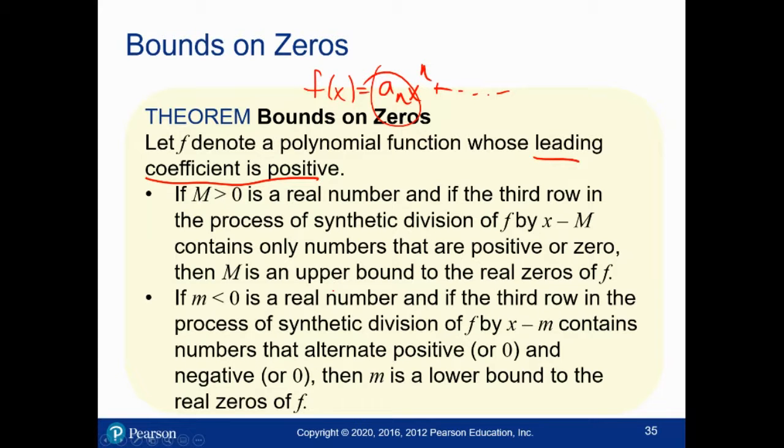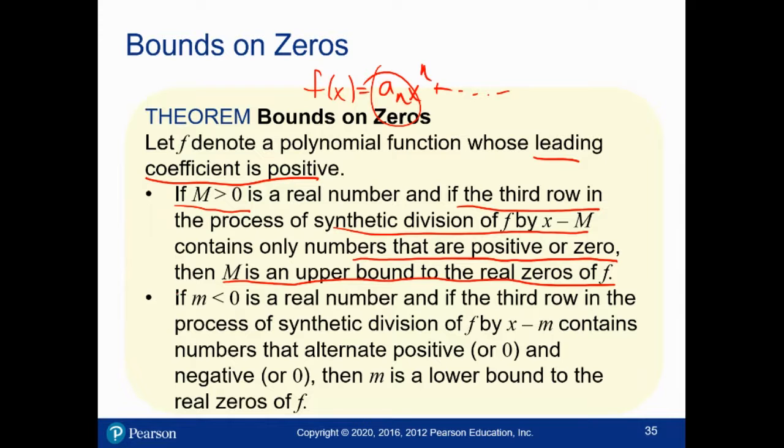Okay. So if you pick a positive number, okay, if you do synthetic division by x minus m, and the third row of the process has no negative numbers in it, only positives or 0, then there are no roots bigger than m. So if you do synthetic division by x minus m, the third row in the process has no negative numbers, then none of the roots can be bigger than m.